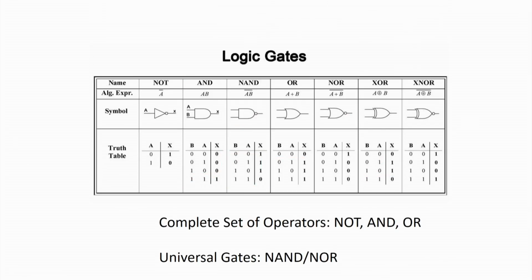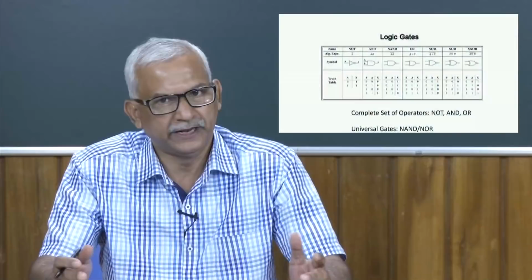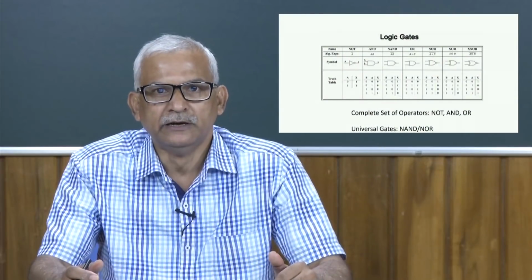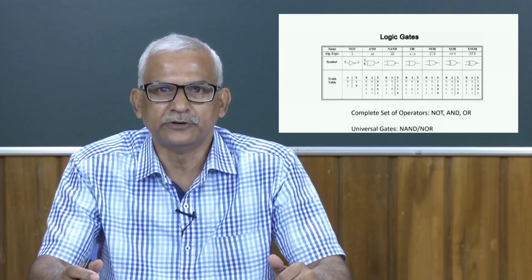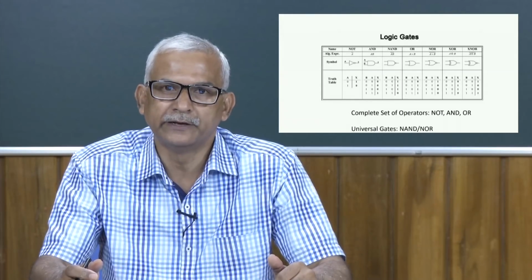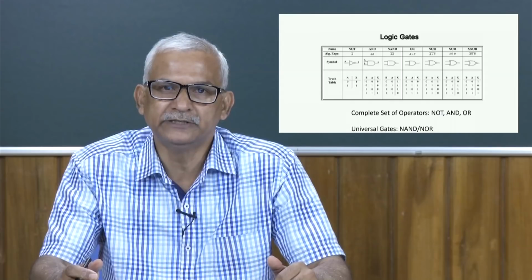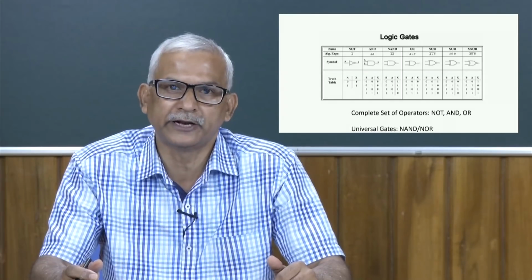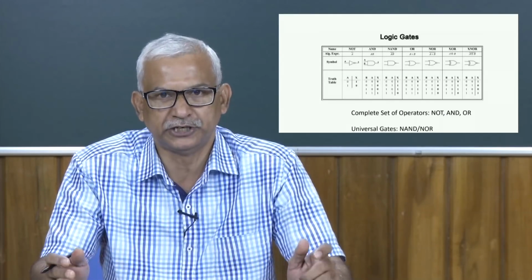Now, we are talking about logic gates. Here we have two terms, called complete set of operators, and I think you may know about these. The complete set of operators is nothing but the AND, OR and NOT gates. If we have these 3 gates, then all other gates can be implemented with the help of these 3 gates.